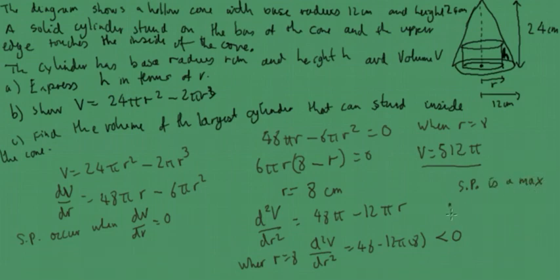So therefore, the largest volume the cylinder can take is 512 pi centimetres cubed. So I hope that helps.